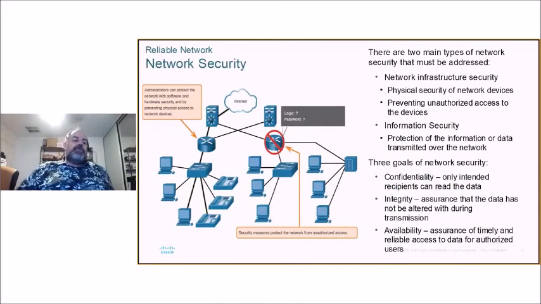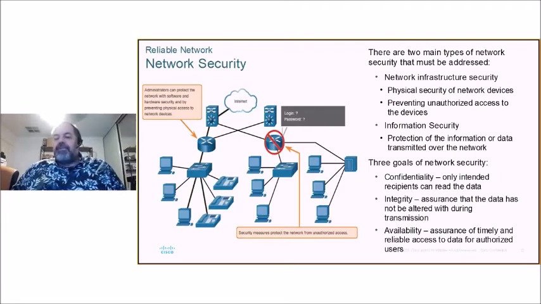Okay, so of course, network security is a big thing. There are two main types of network security that must be addressed. So infrastructure security, and so with that, you've got physical security as well as unauthorized access. And then you've also got information security, so protecting the information or data transmitted over the network. And so basically, the three goals of network security, they call it CIA: confidentiality, integrity, and availability.